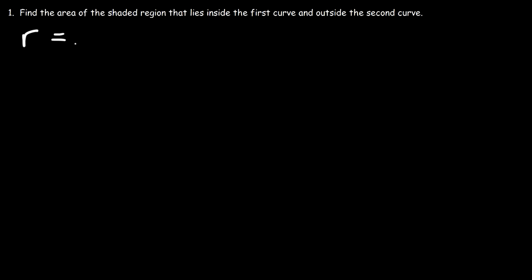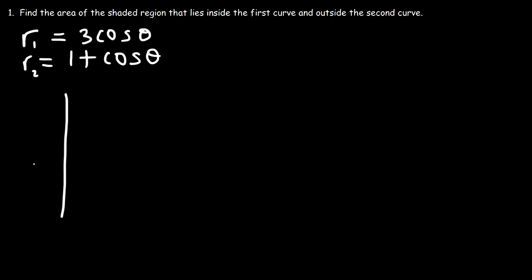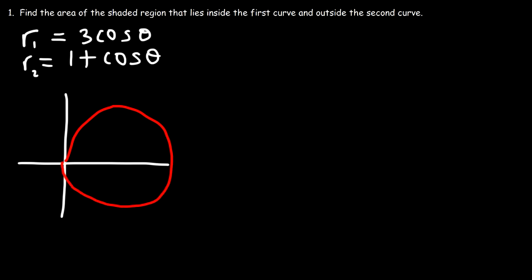So this time, the first curve is going to be r is equal to 3 cosine theta. And the second curve is r, let's call this r2, that's going to be 1 plus cosine theta. So go ahead and graph these two polar equations and find the area of the shaded region that lies inside the first curve and outside the second curve. So the first one, 3 cosine theta, is a circle that points towards the right. It looks something like that. Let me see if I can draw a better circle.